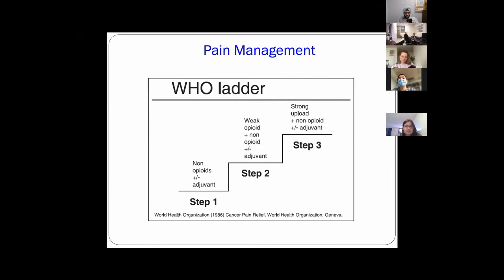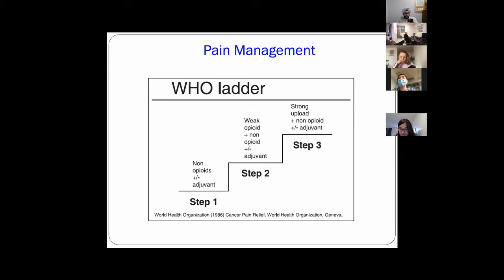So I hope that you are also privy to the World Health Organization ladder for pain management, which was actually created back in the 80s, really tailoring pharmacotherapies to the severity of pain and also to the origin of the pain. It's usually 3 tiered, steps 1, 2, and 3. Step 1 is comprised of non-opioids and adjuvants. Step 2 is weak opioids plus non-opioid agents and an adjuvant. And then step 3 is strong opioids, non-opioids, and an adjuvant.